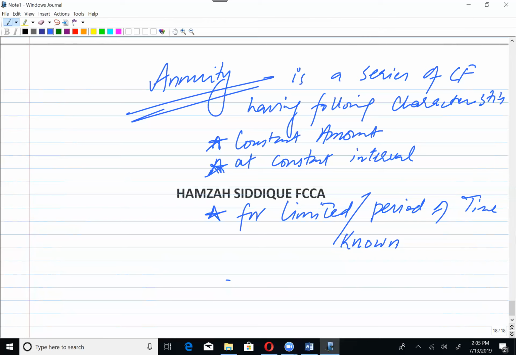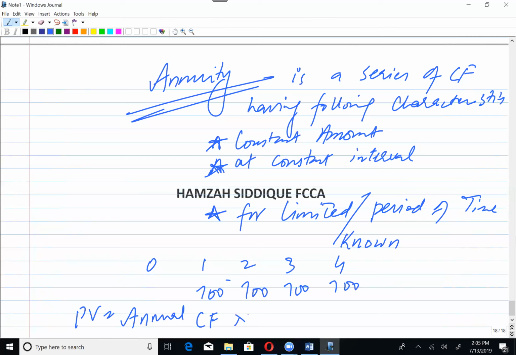Now, next, students, just like that, we said cash flows 3, 4, 700 you will be getting every year. How to calculate present value? So present value will be annual cash flow multiplied by the NOT factor for total cash flows.